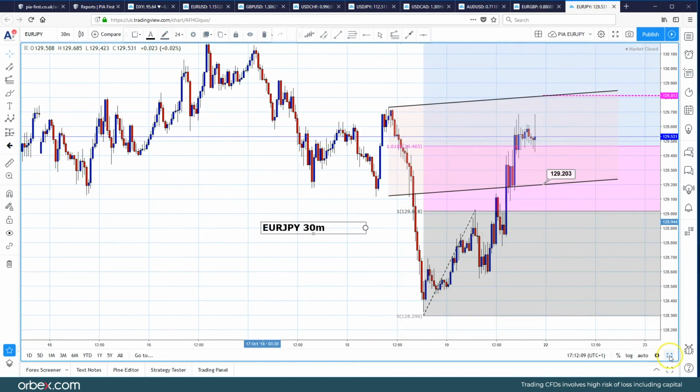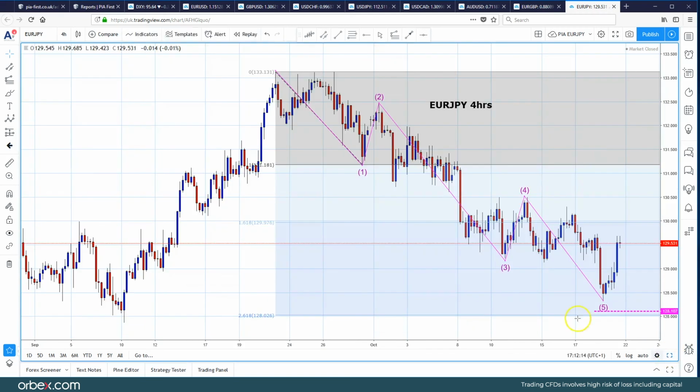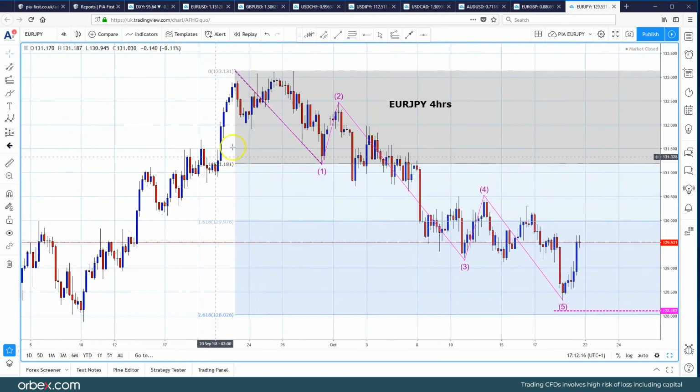Euro yen, let's just break down time frames on this pair. 5-wave move to the downside. We really were quite attracted towards this area because we had a 261.8% extension at 128.02, and we had our bespoke support at 128.10. Didn't make it, and we have seen quite a decent move as well to the upside.